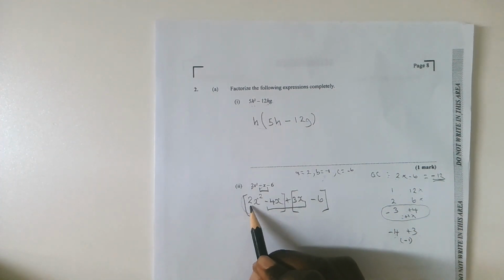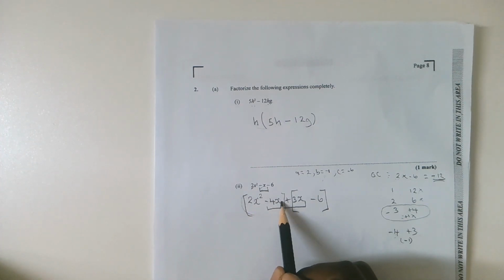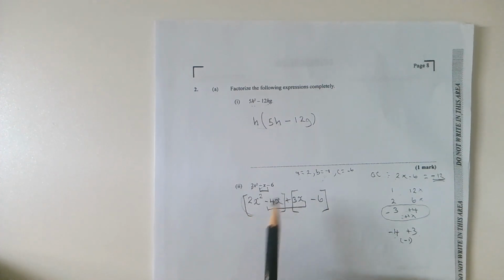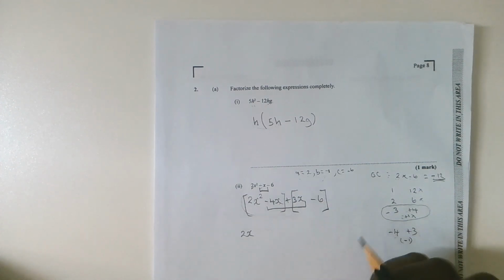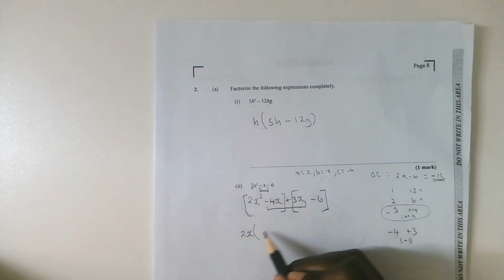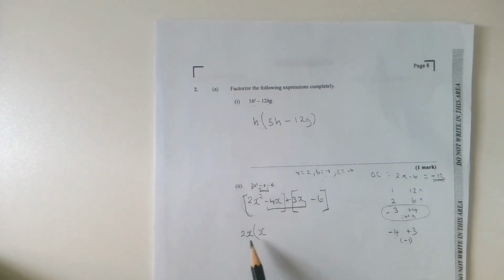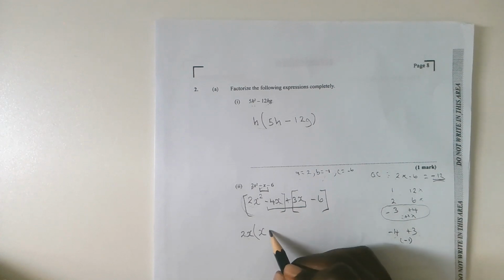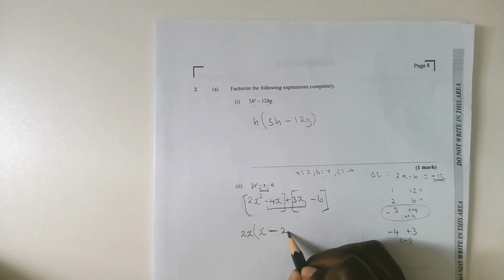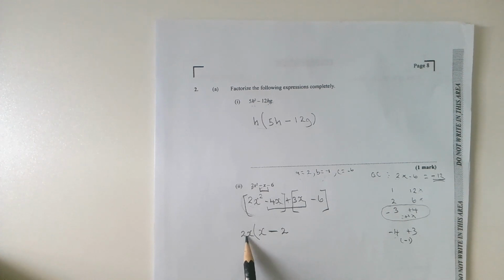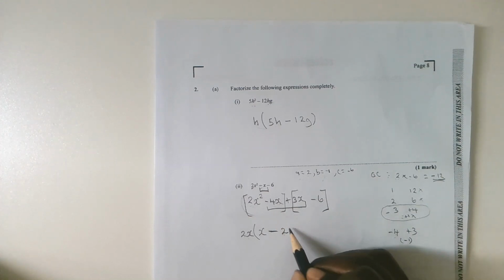So looking at our first bracket, we have 2x squared minus 4x. We can find 2 and x, which are common in both of these expressions. So we're going to have 2x outside of our brackets. So 2x into 2x squared is going to leave us with x. And if we were to multiply that, we're going to have 2x multiplied by x, which would give us 2x squared, which is what we're looking for. And then 2x into 4x gives us a minus 2. And if we were to multiply this back, we're going to have 2x multiplied by negative 2, which would give us a negative 4x, which is what we're looking for.